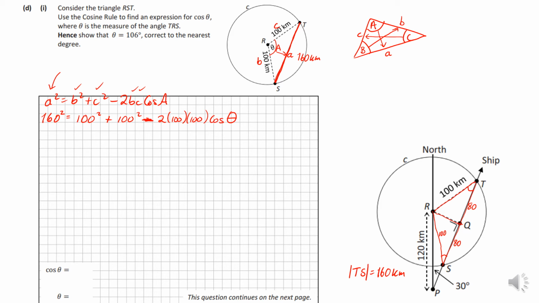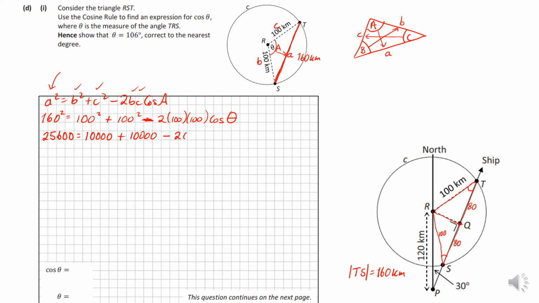So calculators at the ready. 160 squared is 25600, so I always count the zeros in case I add or drop one by accident. Next we have 10,000, that's 1 and 4 zeros, and same again.